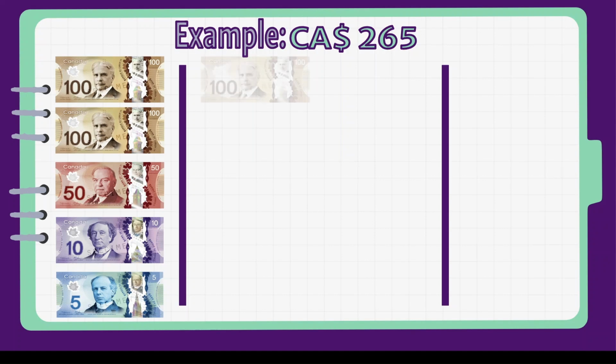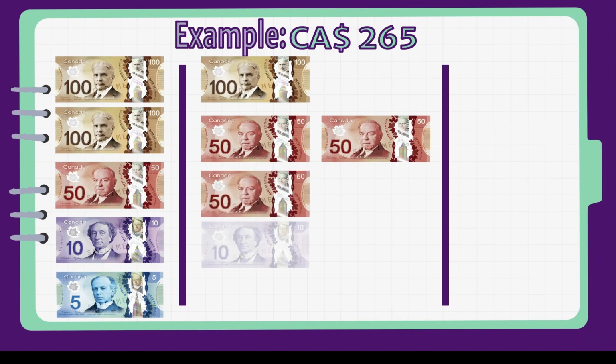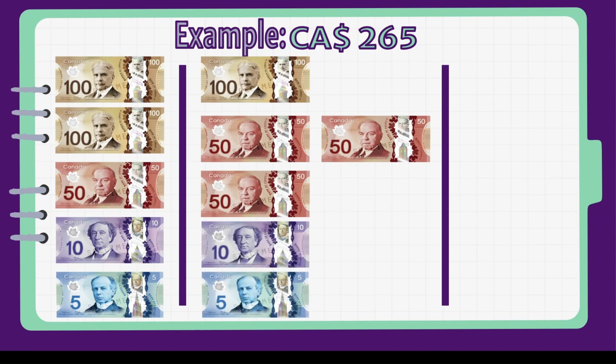Let's see how we can decompose it. I keep my $100 bill. Then for the second 100 bill, I want to decompose it into two 50s. Then I leave the rest of the bills as is. So I keep my 50, my 10, and my 5, and I will still get the 265.